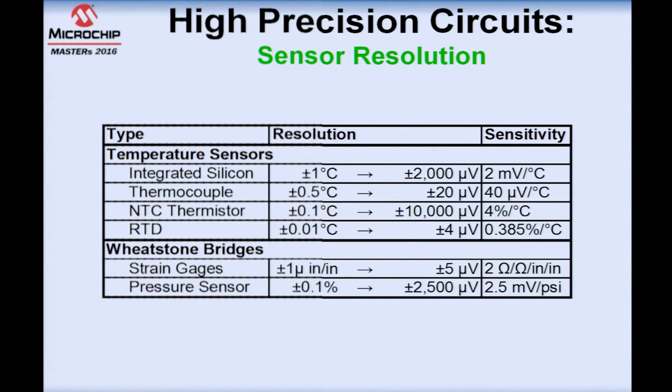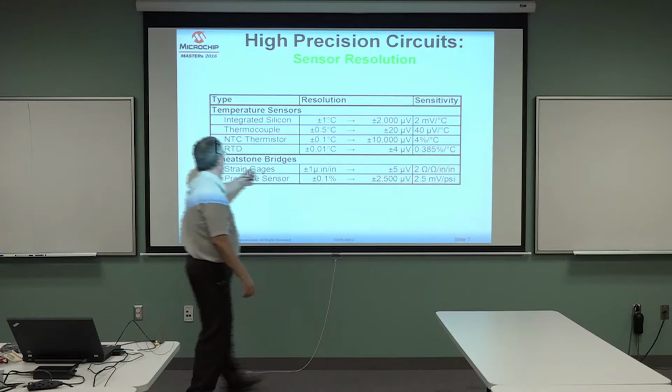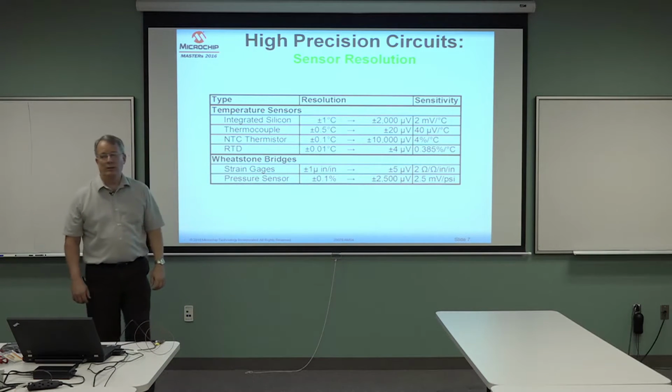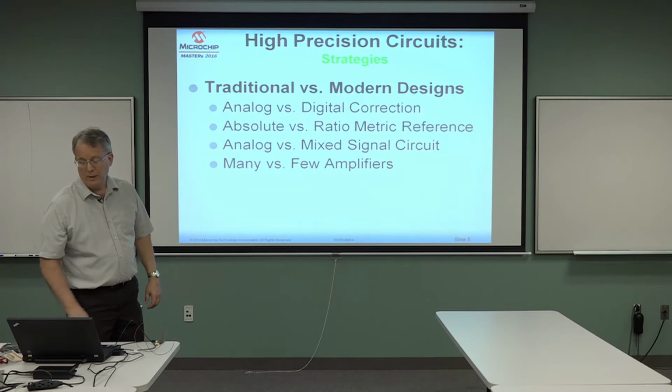Another common sensor would be Wheatstone bridges used in strain gauges and pressure gauges. Again, depends on what you're doing. Some pressure gauges may have very high resolution where maybe a strain gauge would have a low resolution. So it just depends on your sensor.